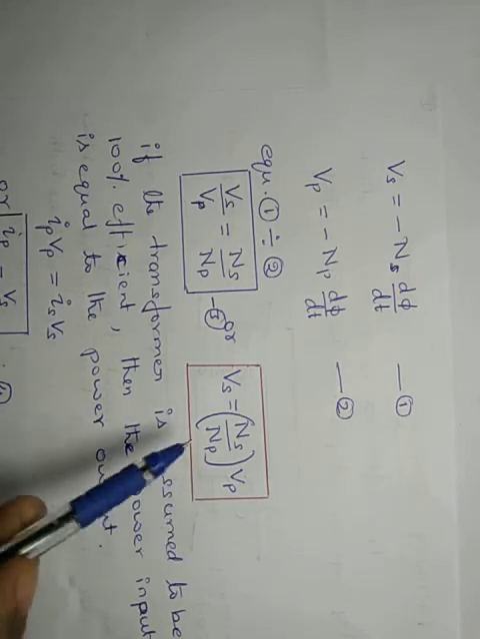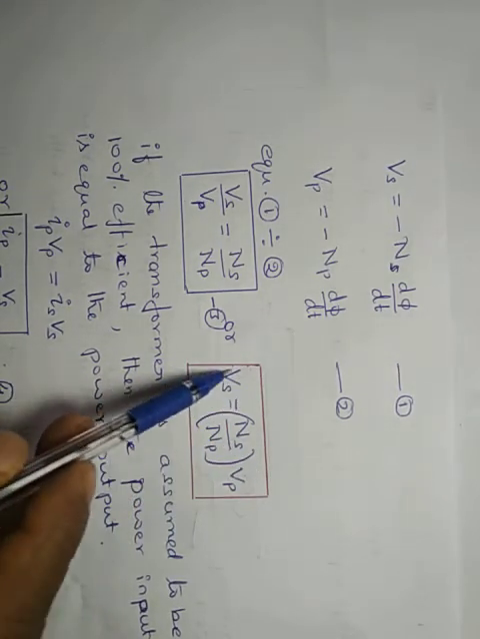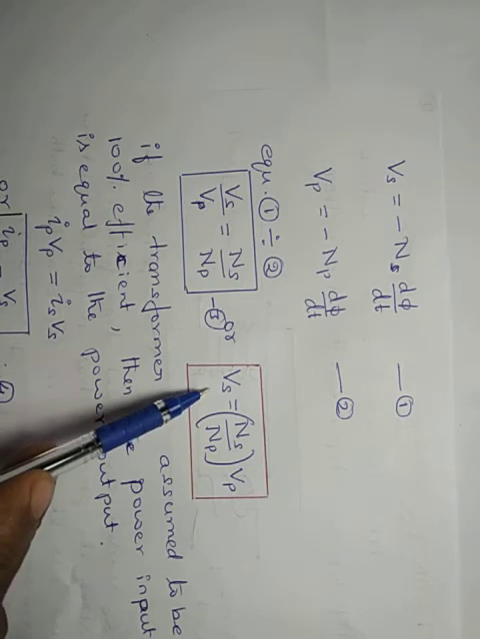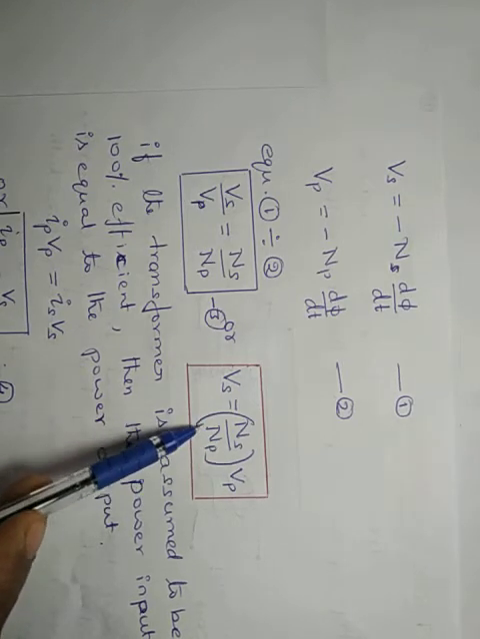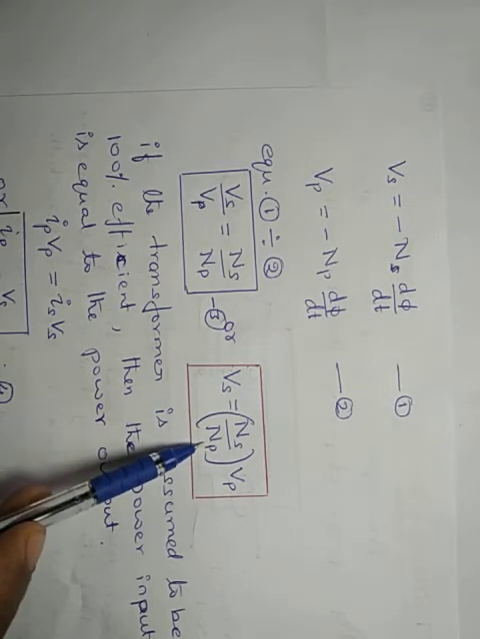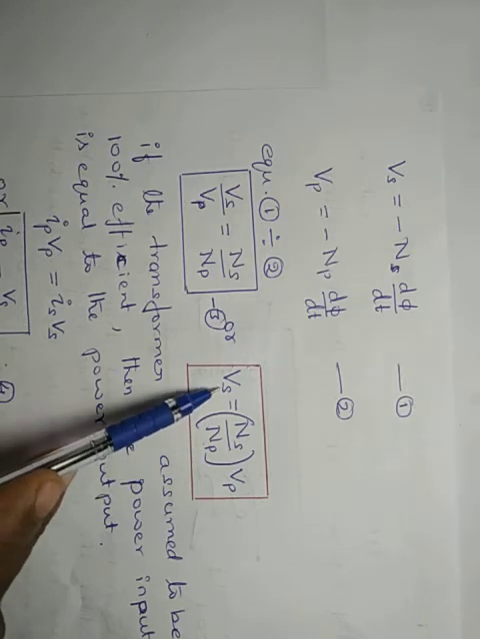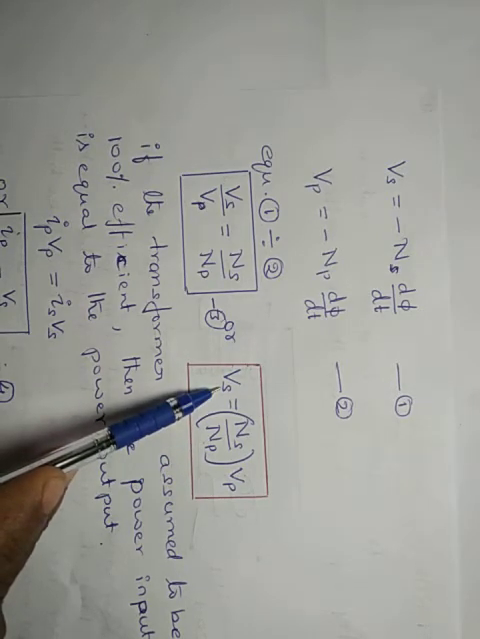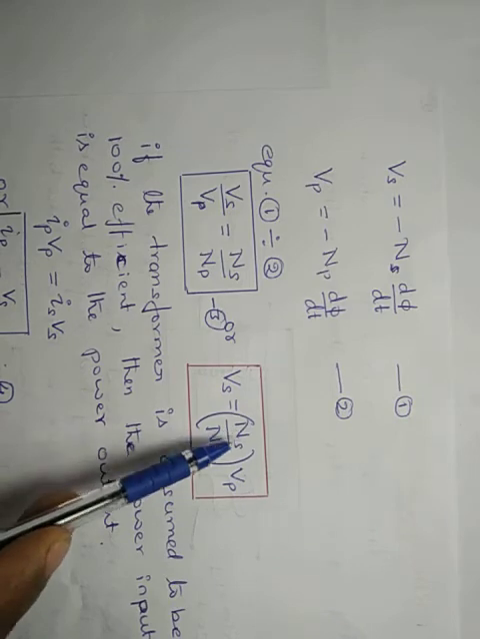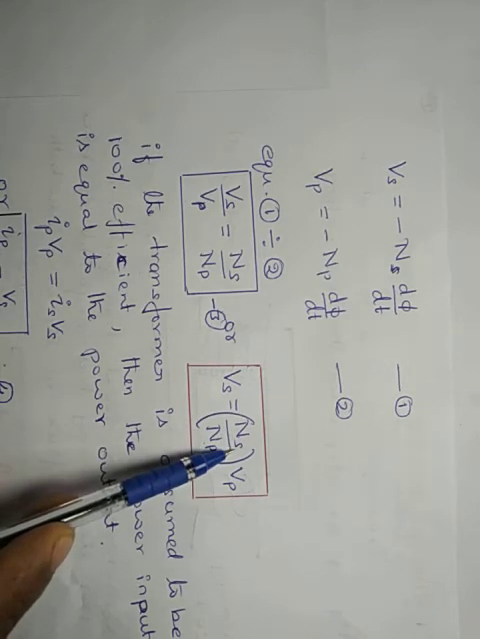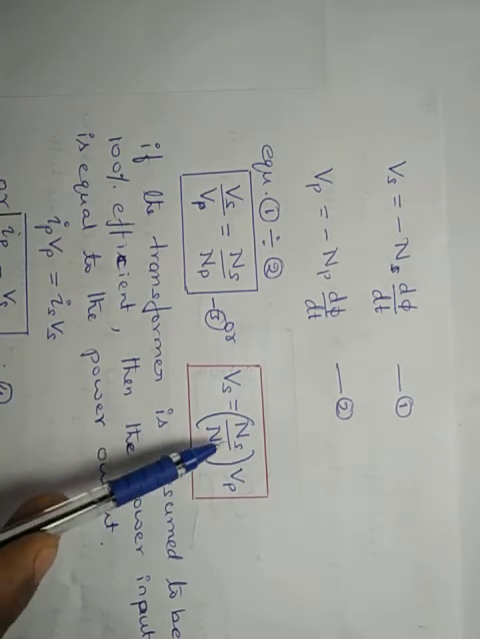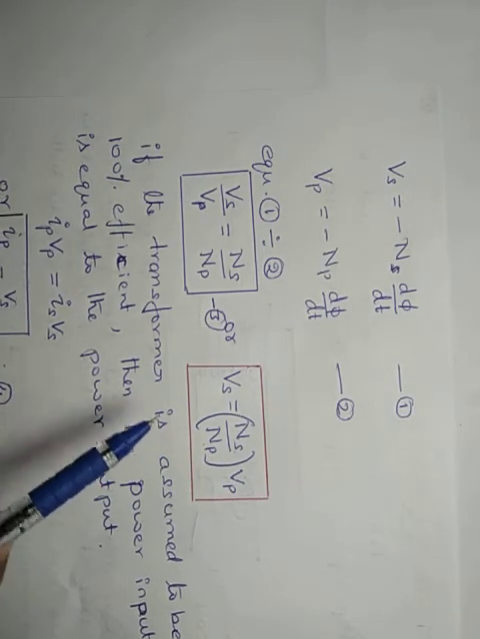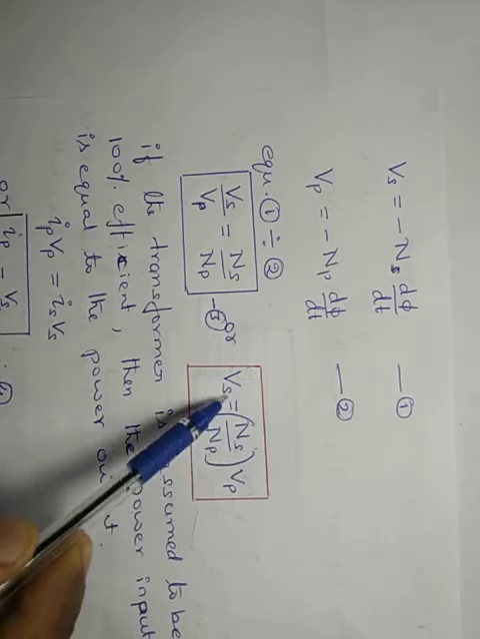So, this is the equation we need for stepping up or stepping down the voltages. If you want to step down the voltage, you have to increase the number of turns in the primary. Clear? If you want more voltage in the secondary, you have to increase the number of turns in the secondary. Or if you want less voltage, you have to increase Np compared with Ns. For example, if this is 100, this must be 50, and you will get more voltage.